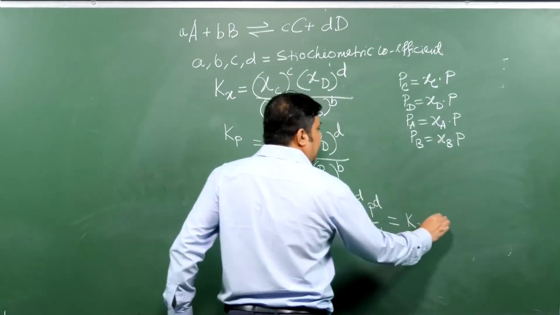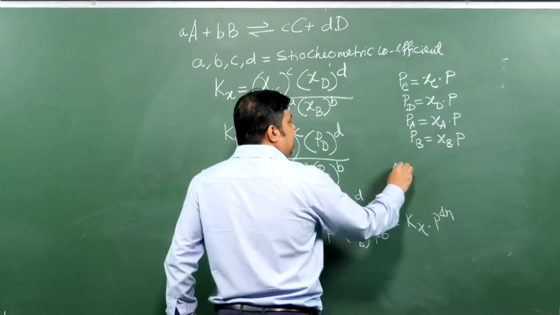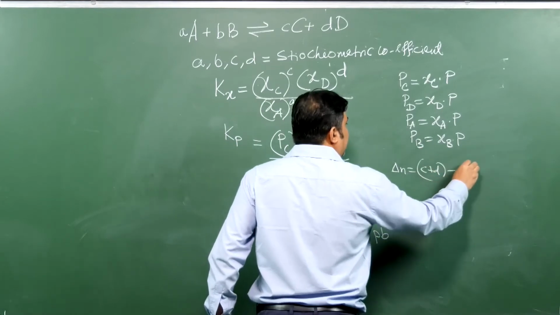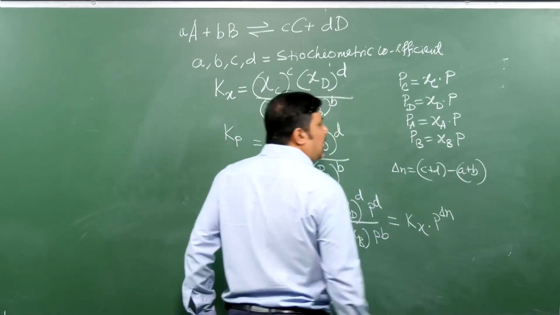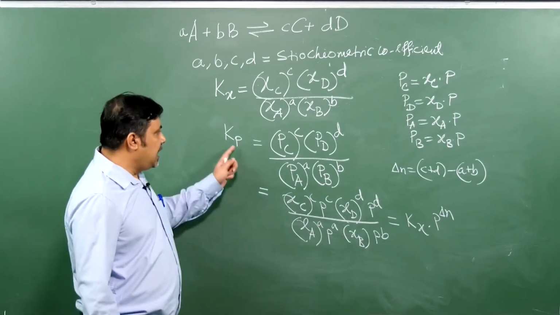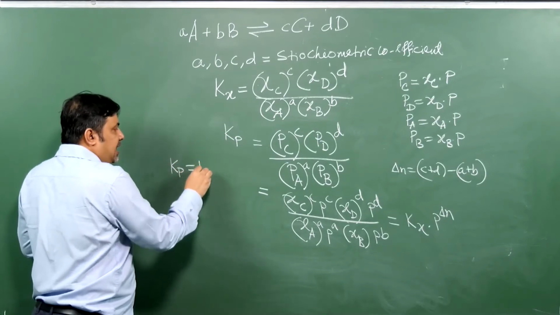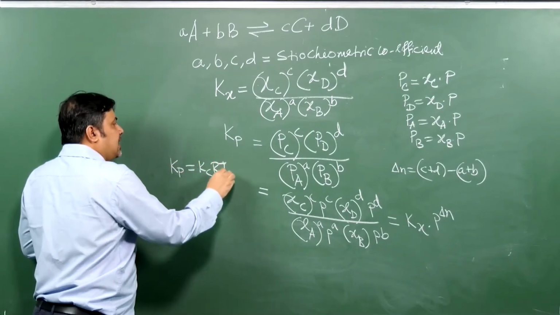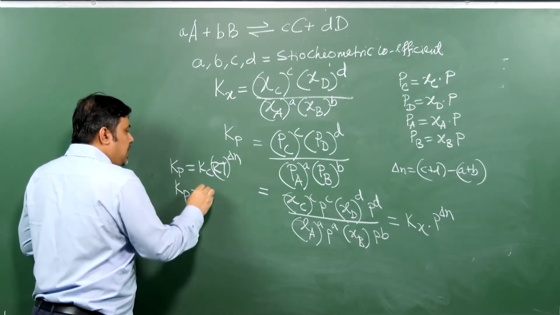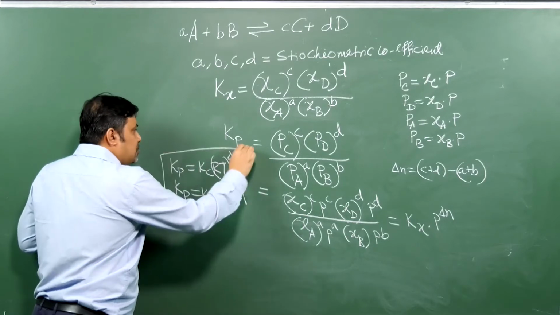into pressure to the power delta n, where delta n will be equal to what? Delta n will be equal to the same way c plus d minus a plus b, the total number of moles of the product minus the total number of moles of the reactant. So then Kp will be equal to, one expression we got with Kc, Kc (RT) to the power delta n, and then Kp will be equal to Kx P to the power delta n. These two relations we are getting.